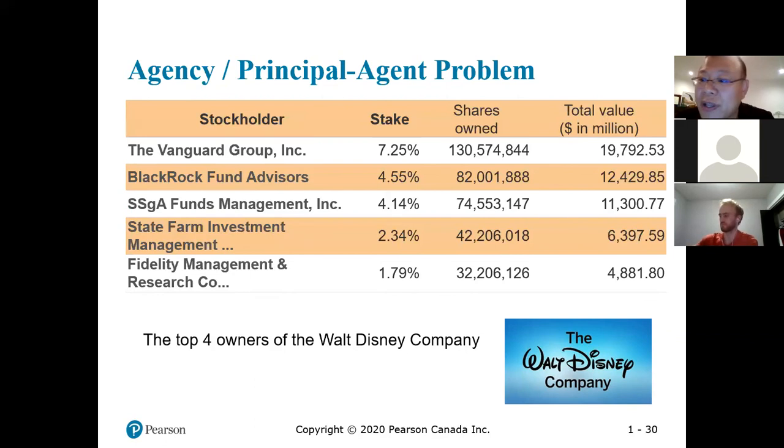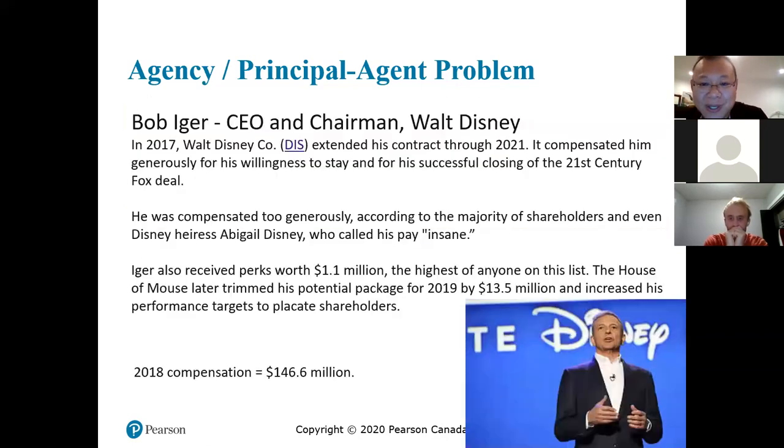These are institutional investors. Can you see the Vanguard Group Incorporation? They own 7.25% of the Disney company. So these are the large institutional investors, and they are the owners. The second largest owner is BlackRock Fund Advisors, at 4.55%. They own the company. Who is the manager? Who is the CEO? The CEO is Bob Iger, CEO and chairman of Disney. Sorry, he's the manager, and he's paid really well.